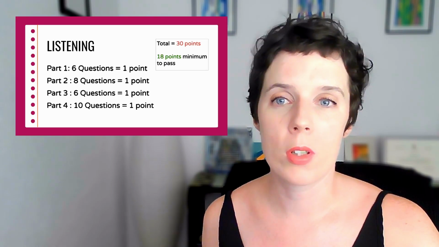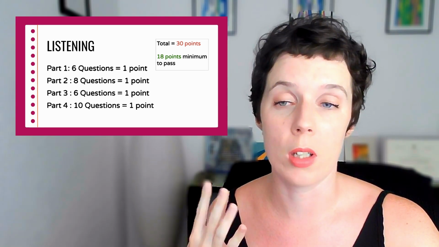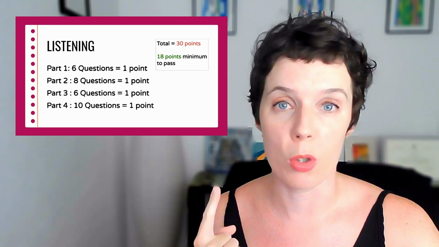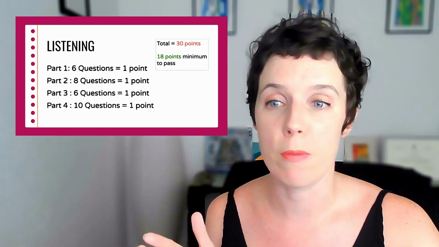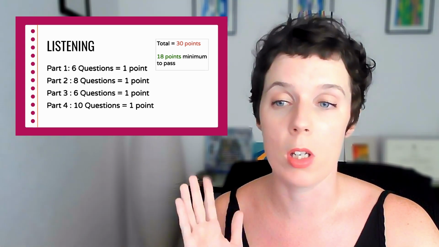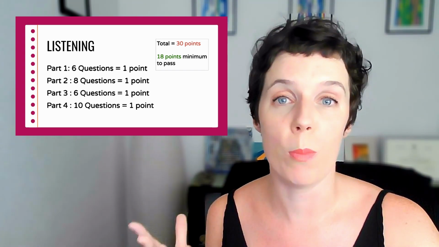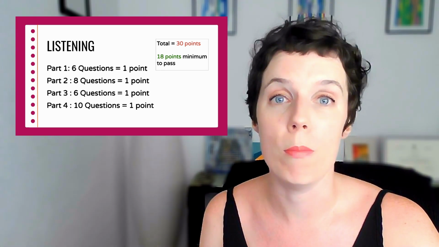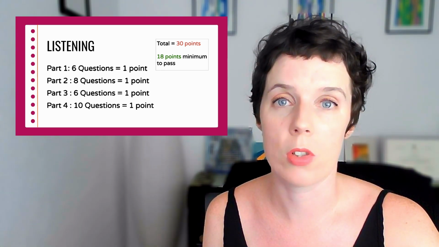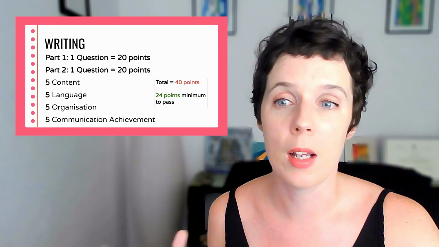Okay, next we're going to move on to listening. Listening is pretty simple. You just have 4 parts to your listening, and you have 1 point per question in all of your listening. Okay, so 6 points for part 1, 8 for part 2, 6 for part 3, and 10 for part 4, which is a maximum of 30 points. Okay, and to pass, you need 18 points minimum in order to pass, so 60% again. Okay, so super simple.